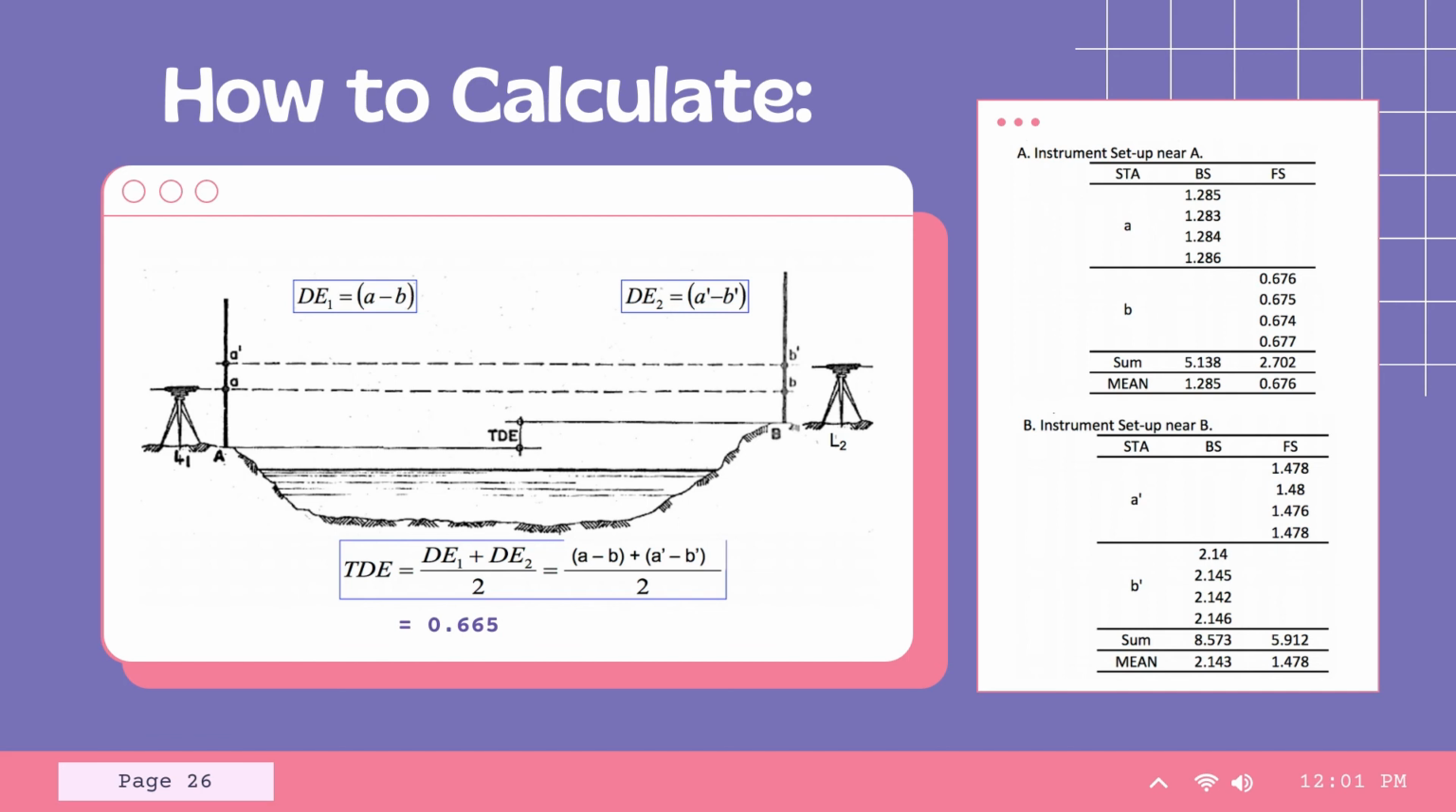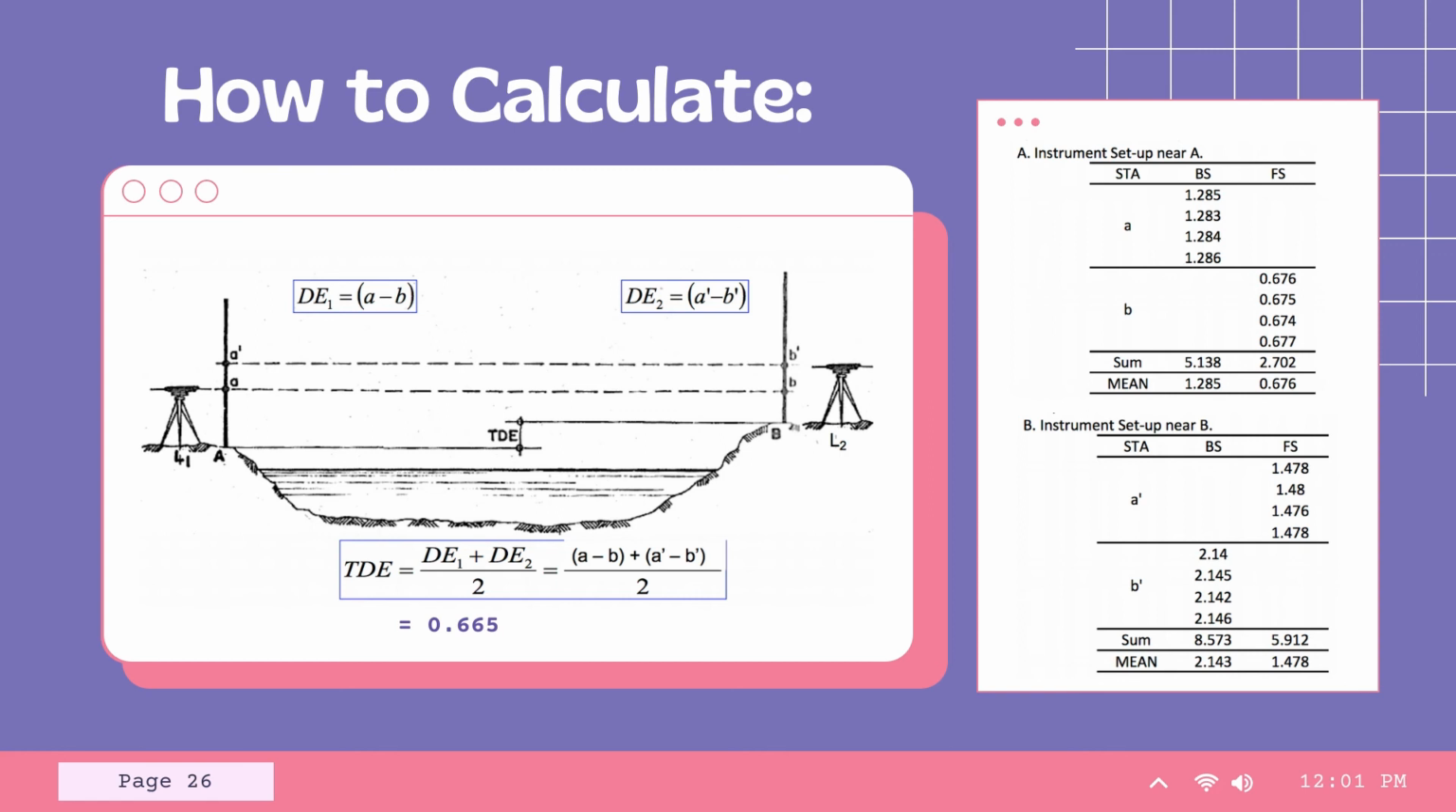So just like previously, in order to get the difference in elevation or DE sub 2, we subtract B prime from A prime as seen on the screen, so we get 2.143 minus 1.478, which is then equal to 0.665.